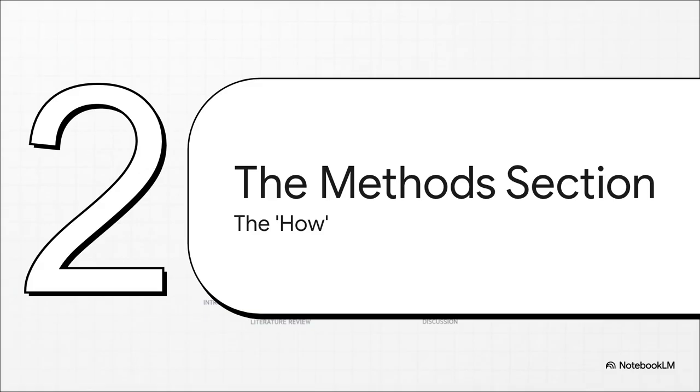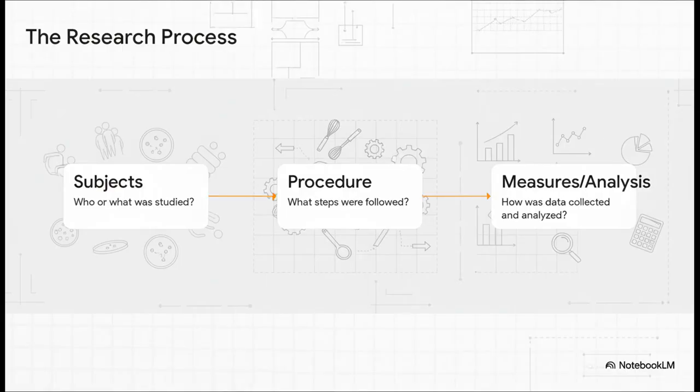This part tells you exactly how the researchers conducted their study. The best way to think of the methods section is like a recipe. It gives you all the details: who was studied, the exact steps that were followed, and how the information was collected and analyzed. Now, the crucial thing here is that this section has to be so clear and detailed that another scientist could repeat the experiment perfectly.